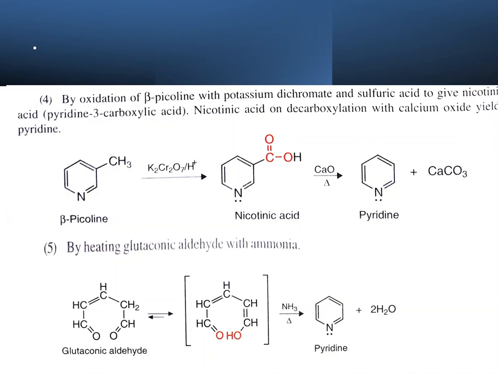Next is glutaconic aldehyde. It undergoes tautomerism, and when you heat it with ammonia, you get your pyridine. So you take glutaconic aldehyde with ammonia. First is tautomerism, followed by condensation with nitrogen, that is ammonia, to give your pyridine.